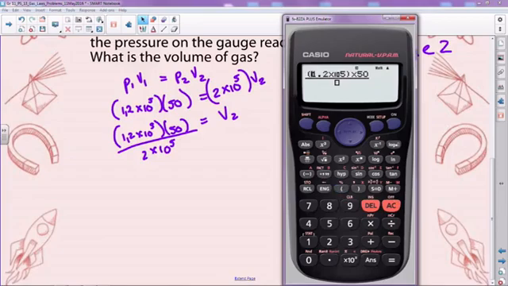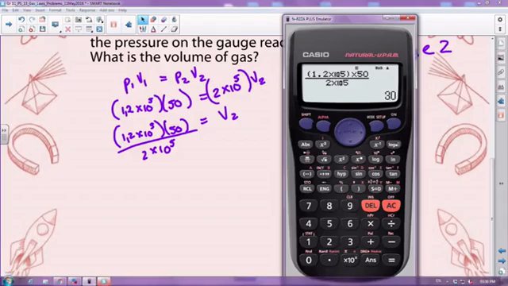Okay, then at the bottom, I'm going to divide by 2 times 10 to the power of 5. Okay, move my arrow, and I'm going to press equals. And there, my answer is going to be 30.